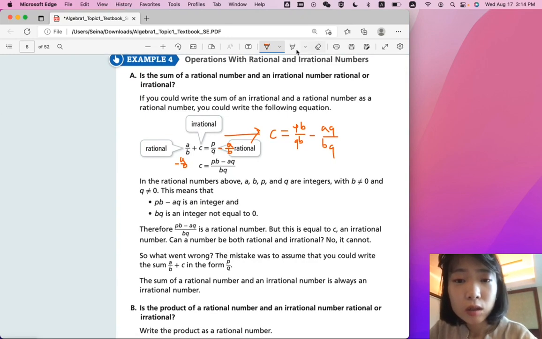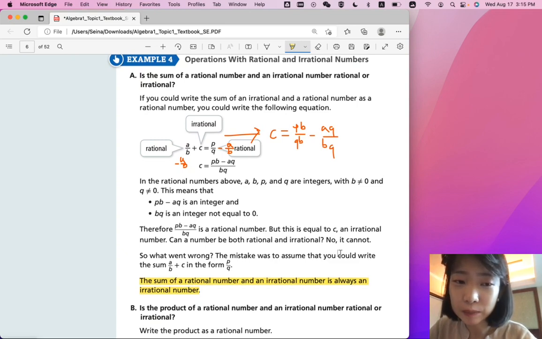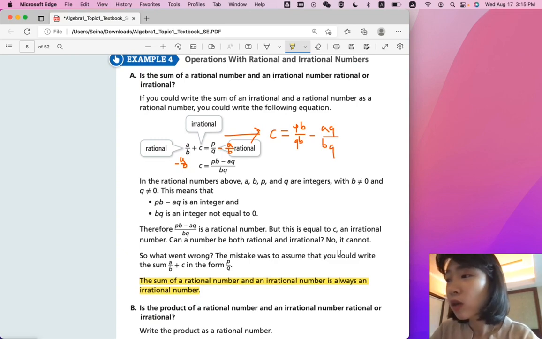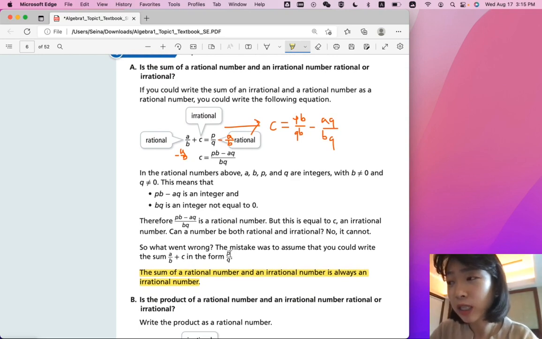So yeah, our mistake was to assume that we could write the sum a over b plus c in the form of p over q. So the sum of a rational number and an irrational number is always an irrational number, by contradiction. Okay, so why is it necessary to show by contradiction that the sum and the product of a rational number and an irrational number is always irrational?